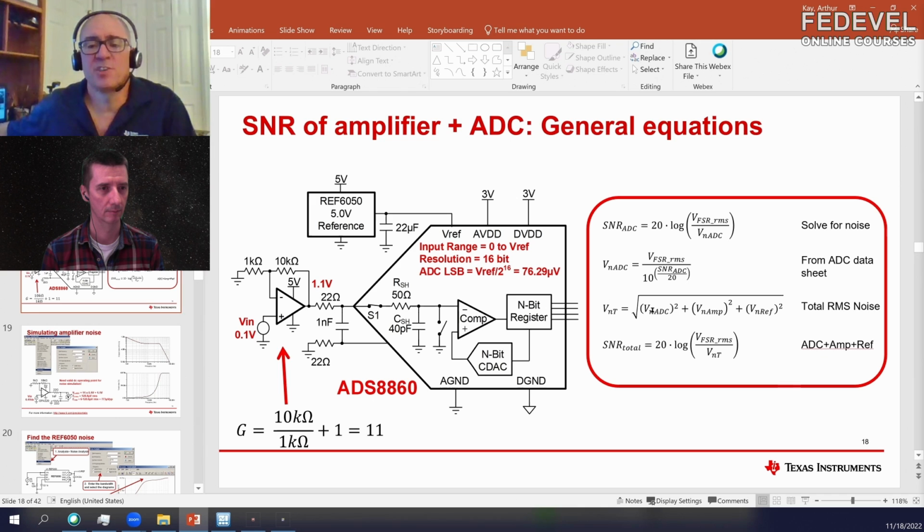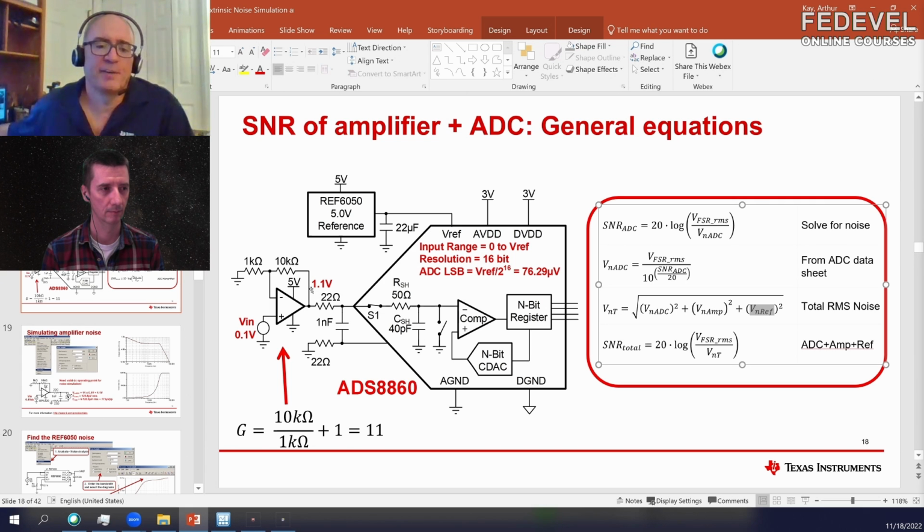And so you would get the A to D converter noise from the data sheet of the converter, and you'd get the amplifier noise from the data sheet of the amplifier or from simulation, and then the reference noise from the reference data sheet. Combine them all as the square root sum of the squares, and that'll give us our total noise.